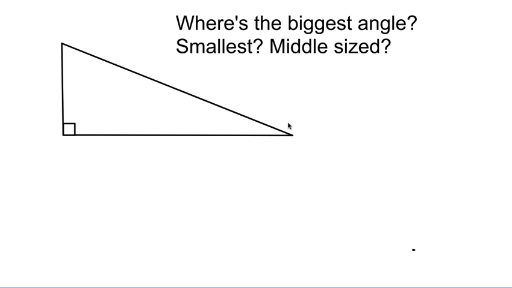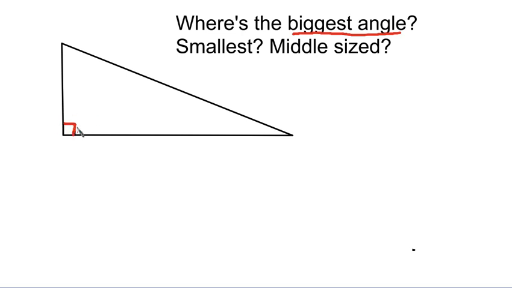We'll start off with what appears to be a fairly easy question, and the question asks, where is the biggest angle in this triangle, the smallest, and the middle sized? The biggest angle would have to be the right angle here, because there's no obtuse angle here. And the main reason I'm asking this question is for you to draw your attention to the relationship among the side lengths in relation to the angle.